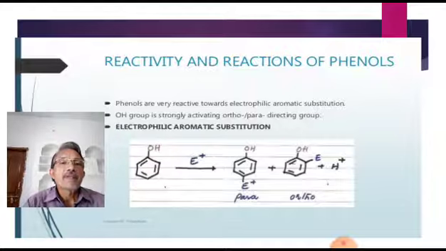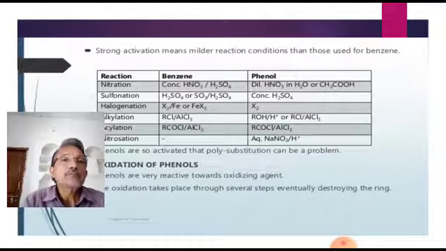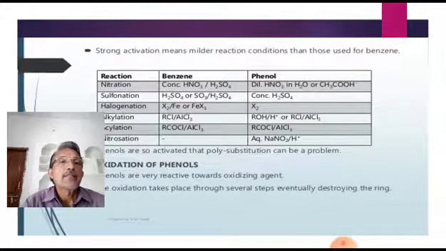Therefore, whenever phenol undergoes electrophilic substitution reaction, two products may be formed. One is called ortho product, another is called para product. So, phenol on treating with an electrophile gives para product and ortho product. Strong activation means milder reaction conditions than those used for benzene.